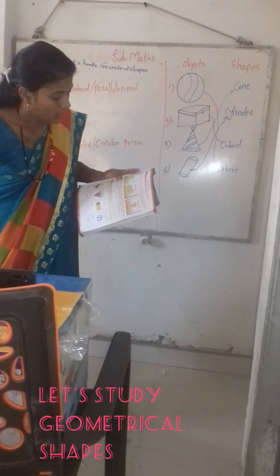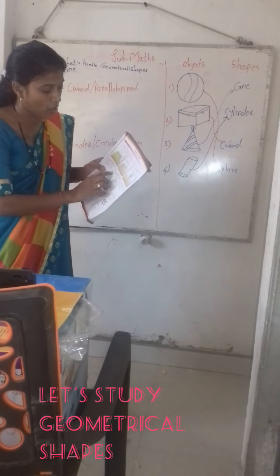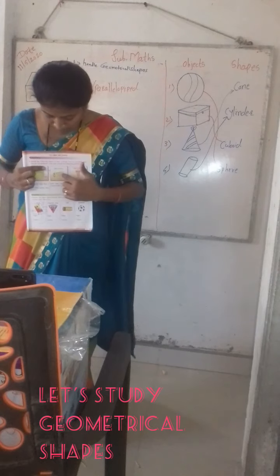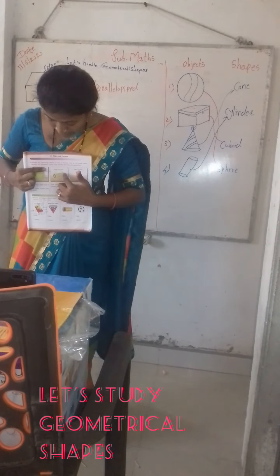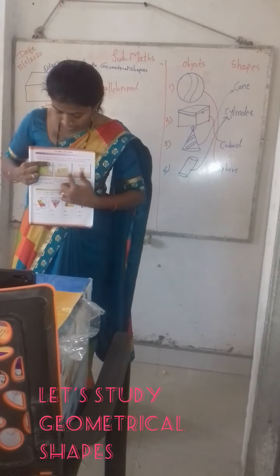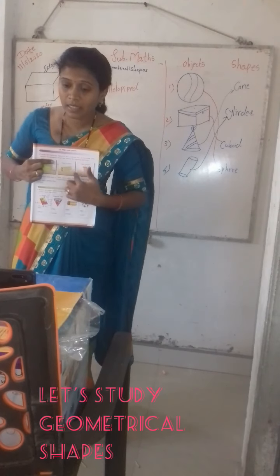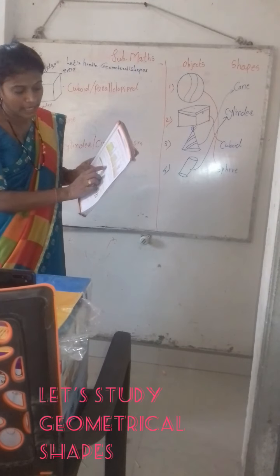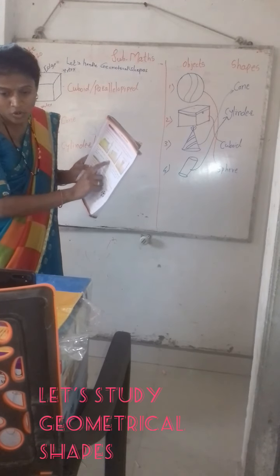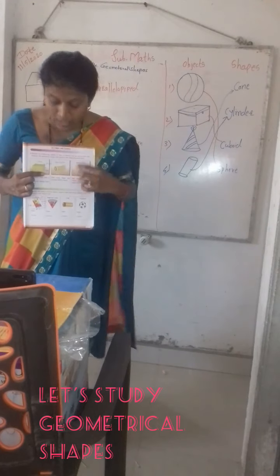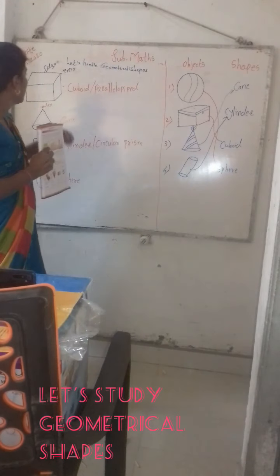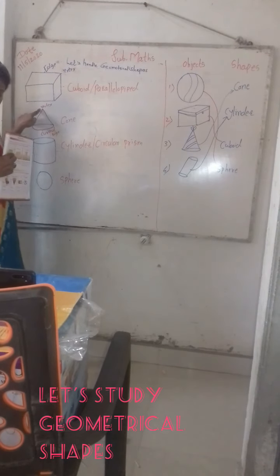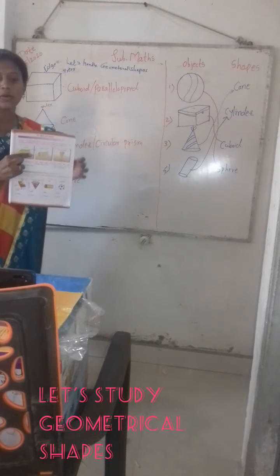Okay, understand? Now second, how many edges and corners does it have? Can you understand which shape is like this? This is a cylinder shape. How many corners does it have? It has no corner. This shape has no corner, because a corner is what we have just like this. No, it has no corner.